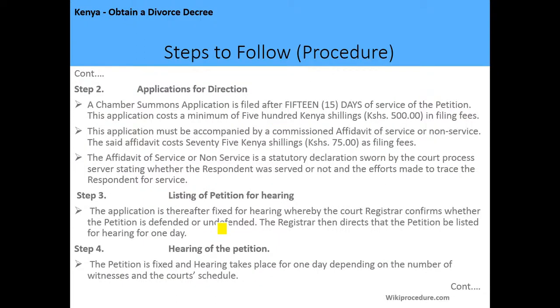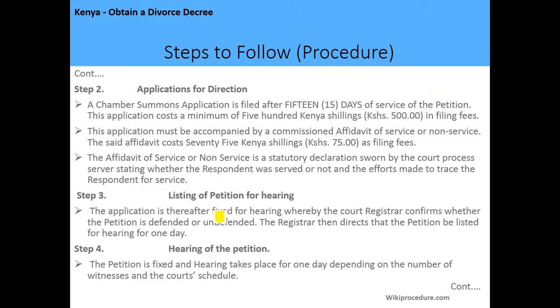Let's move on. Step 2 is applications for directions. A chamber summons application is filed after 15 days of service of the petition. This application costs a minimum of 500 shillings for filing. This application must be accompanied by a commissioned affidavit of service or non-service, and the affidavit costs 75 shillings to file.